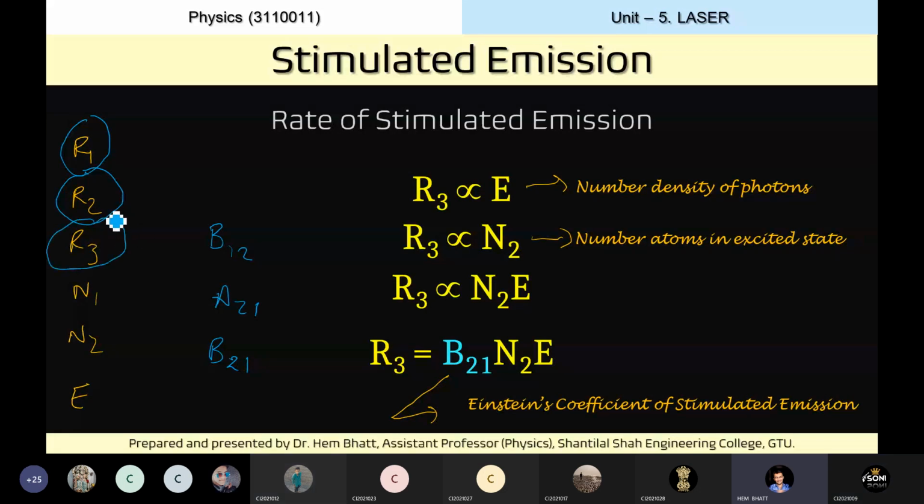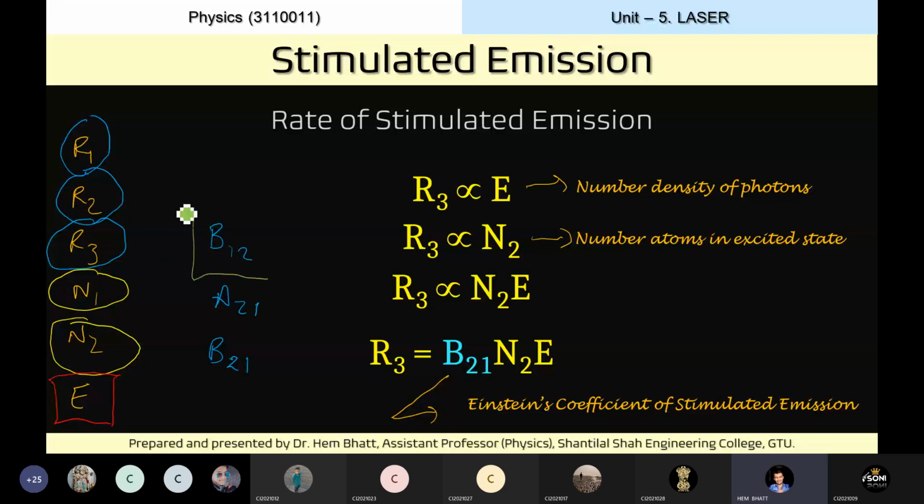What is R3? Rate of stimulated emission. N1? Number of atom in ground state. N2 હું બોલી જઉં છું. Number of atoms in excited state, slide ઉપર લખેલું છે એટલે બોલું છું. Number density of photons. Okay.